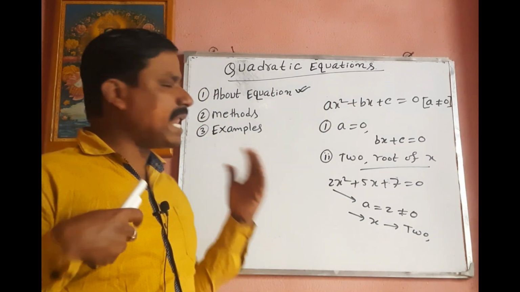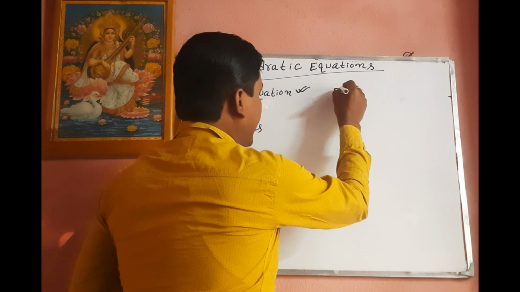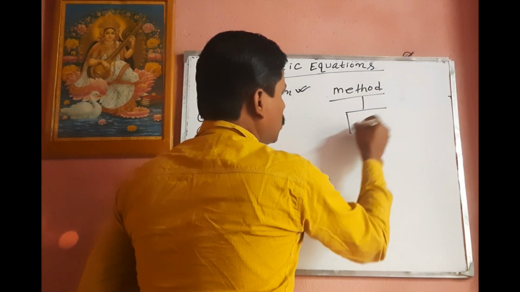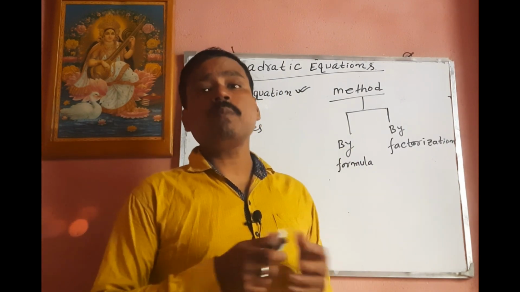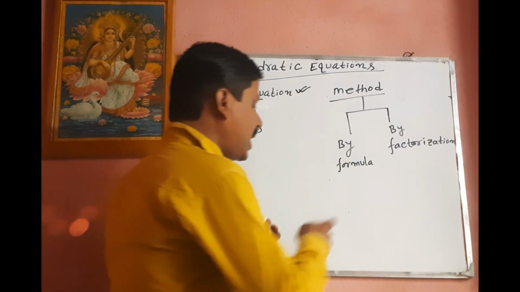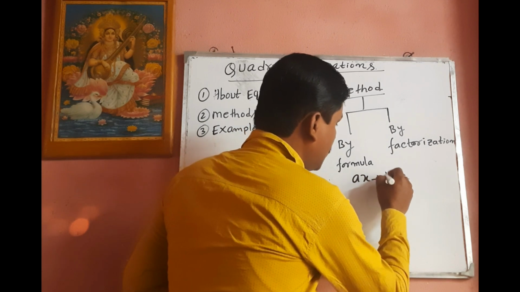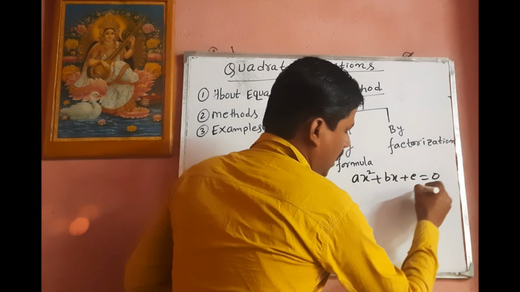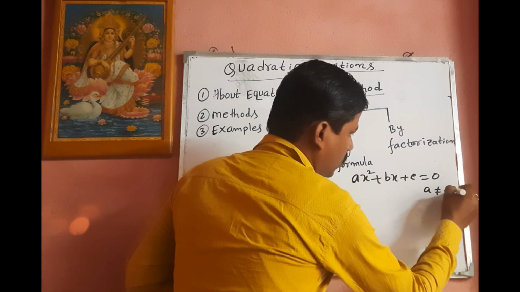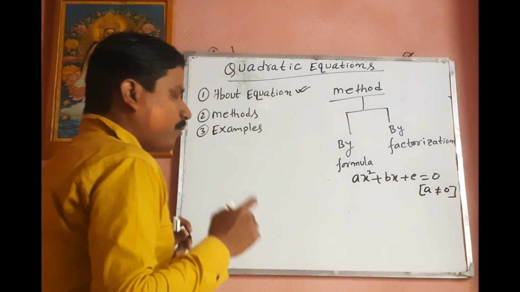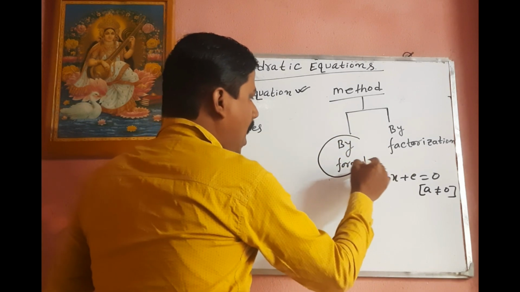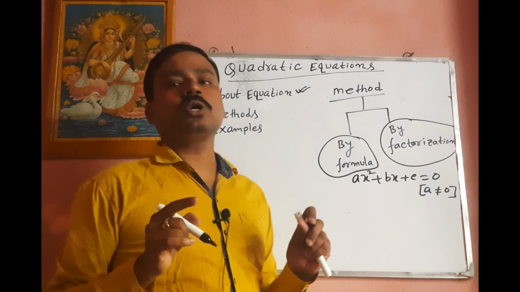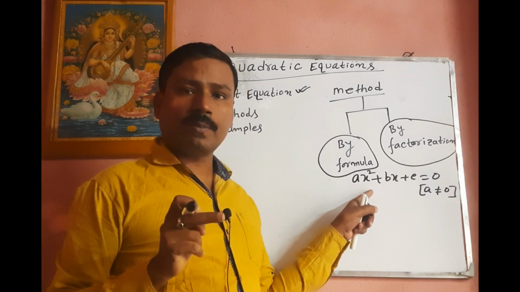Okay, now we move to the next part. Now we are discussing the methods. Two types of methods are there to solve the quadratic equation ax square plus bx plus c is equal to 0, where a is not equal to 0: by formula and by factorization. These two methods we can use to solve this kind of equation.